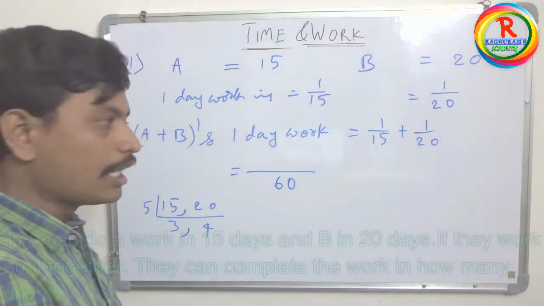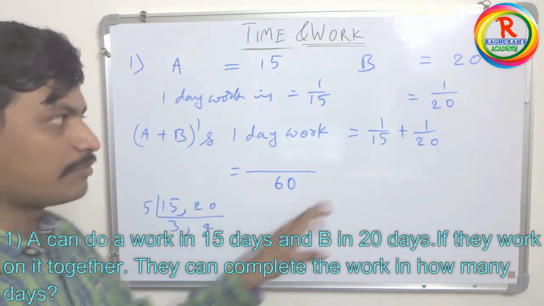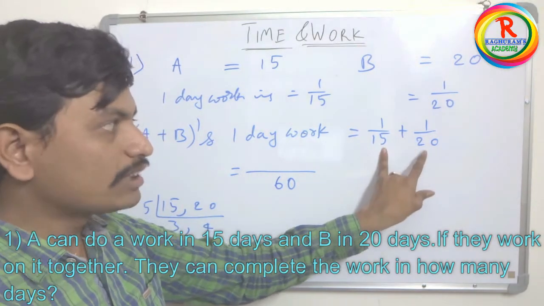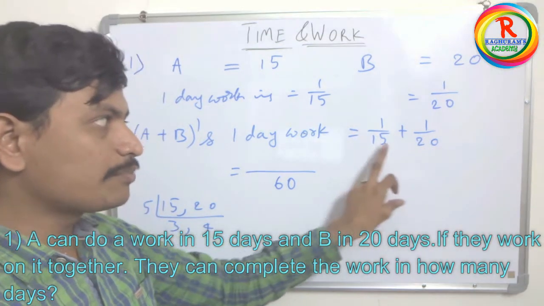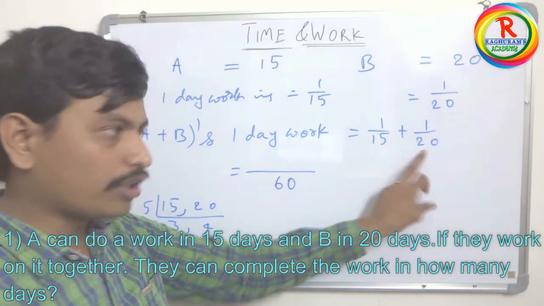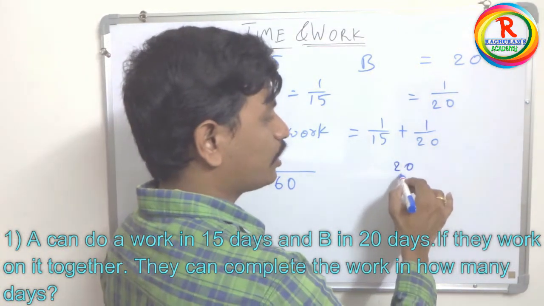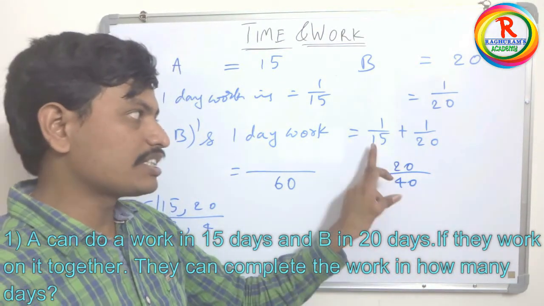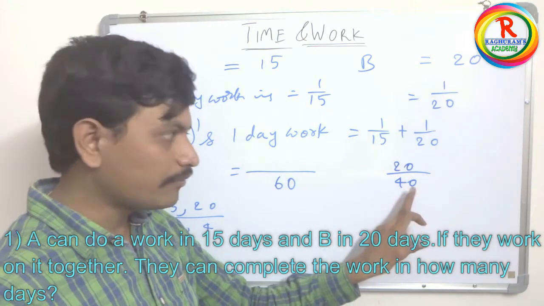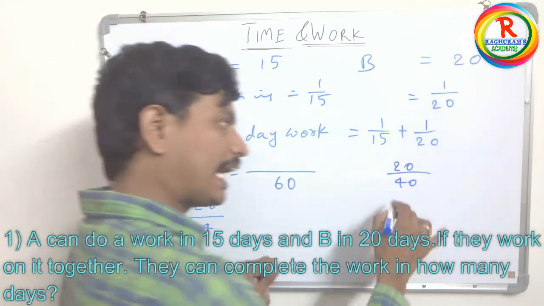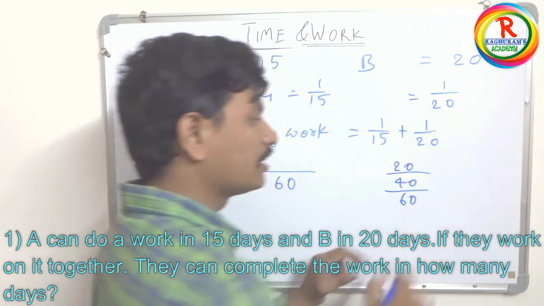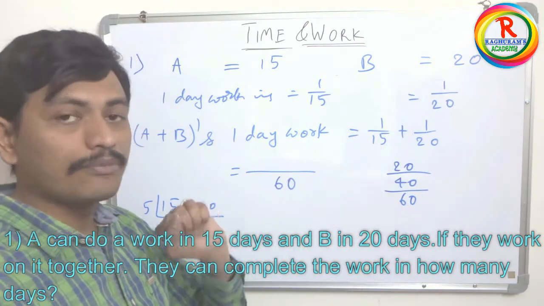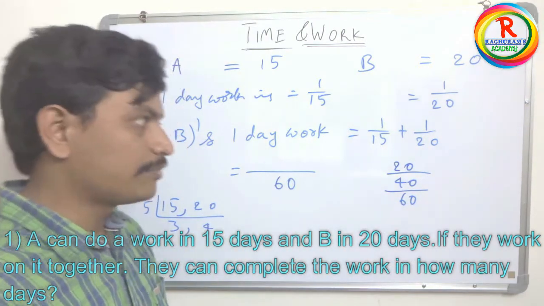This is the normal method. But without doing it like this, I'll tell you a shortcut method. If you want to find the LCM of 15 and 20, take the bigger number, 20. If 20 is divisible by 15, 20 is the LCM. If not, 20 plus 20 is 40. If 40 is divisible by 15, 40 is the LCM, but 40 is not divisible by 15. Again add 20, we get 60. 60 is divisible by 15, so 60 is the LCM. This is the shortcut method.